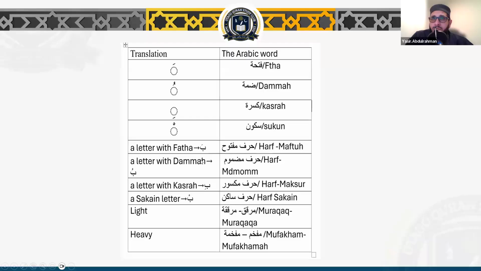Harf madmum, which is the harf which has dhamma on top of it. And then harf maksur, which is the letter which has a kasra underneath it. And harf sakin, which is the letter which has a sukun on it. Then when I say muraqqaq or muraqqaqa, depending on feminine and masculine, it means light. And if I say mufakham or mufakhama, that means heavy.